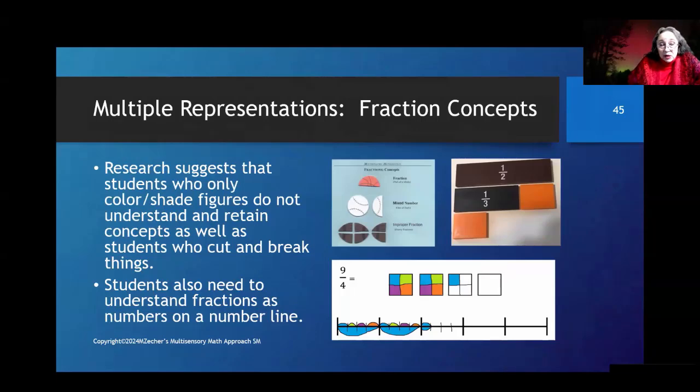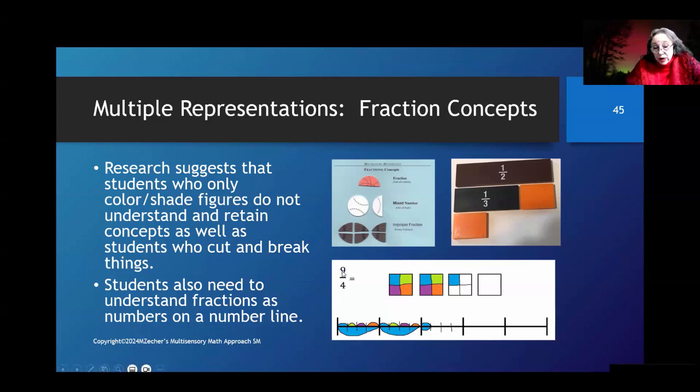So here we have multiple representations of fraction concepts. This is a fraction concept card illustrating the vocabulary. Students make these and they keep them in their binders. Here's a model with fraction tiles for fraction division, which we're going to talk about very briefly.